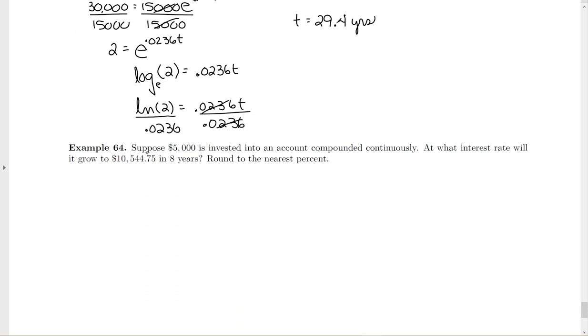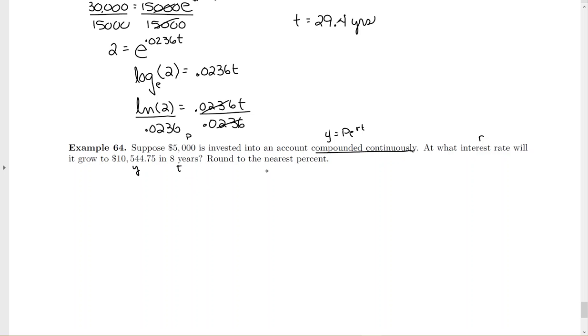Okay. So suppose 5,000 is invested, so that's my initial amount. Compounded continuously indicates that I use the PERT formula as opposed to y equals ca to the x. What interest rate, so we're looking for r this time, will it grow to this output number, in 8 years, that's my time. Round to the nearest percent.